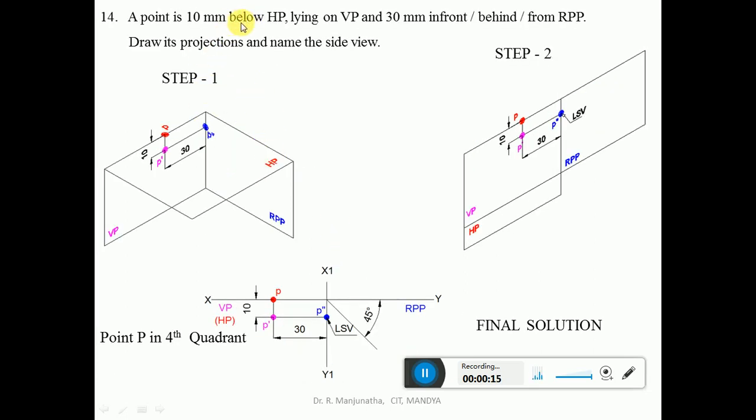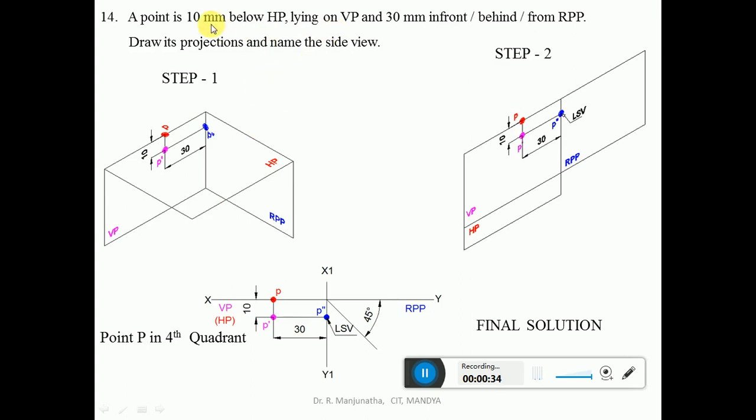So it is lying below HP and lying on VP. So the below HP condition is satisfied in both the third as well as the fourth quadrant. Now we are going to solve the problem by considering the fourth quadrant. Then we are going to take the same problem and try to solve it in the third quadrant also.